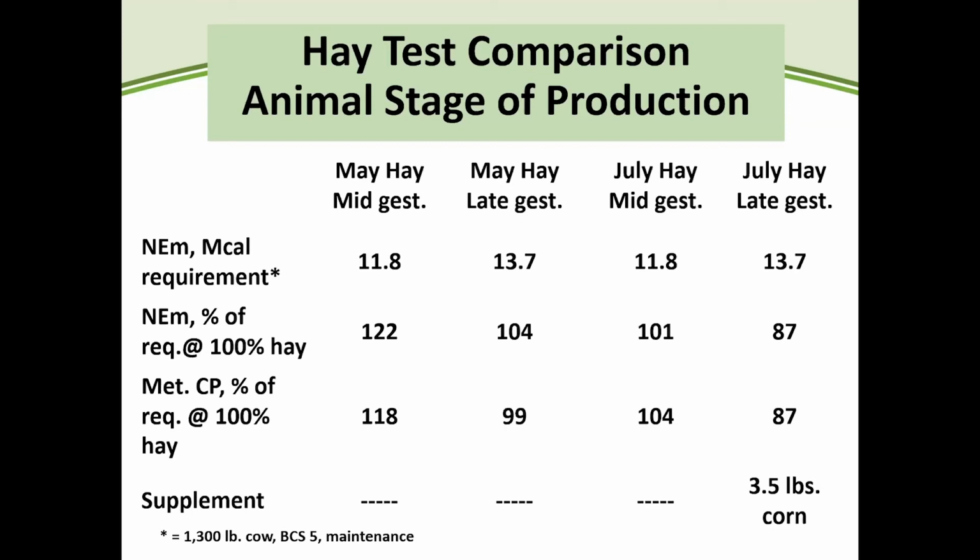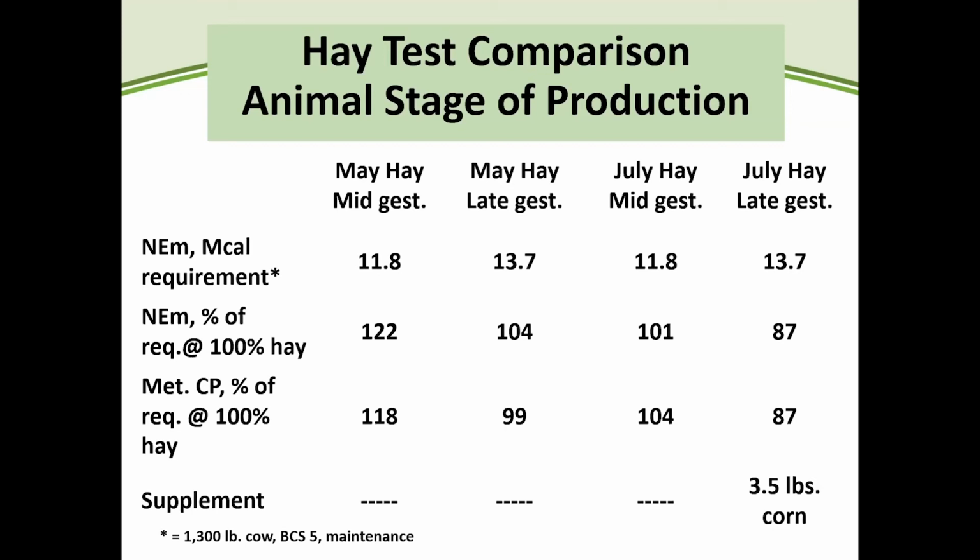The July hay in mid-gestation, again, is adequate. It's only if we use that poor quality hay in late gestation that we get into situations where we are short of energy and short of protein. And in this case, 3.5 pounds of corn or some similar type of supplement would be needed in order to fill those nutritional holes. So without hay testing, and without knowing what the nutrient composition of that particular forage is, we have no idea how to put together supplements or how to feed it or when to feed a certain lot of hay or another lot of hay.